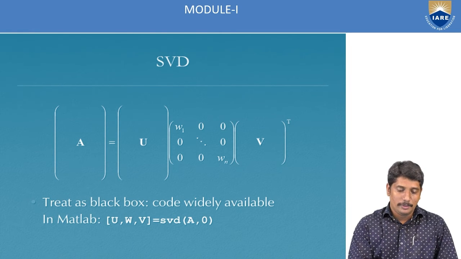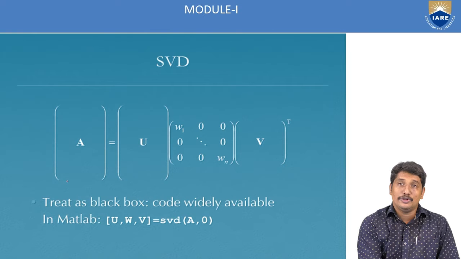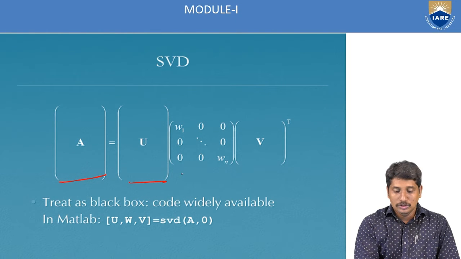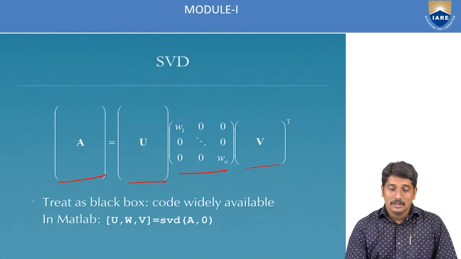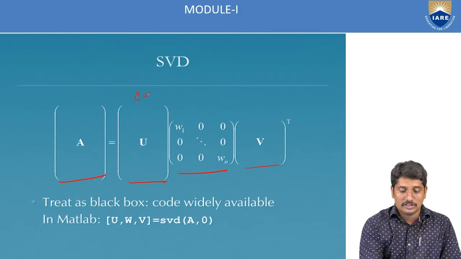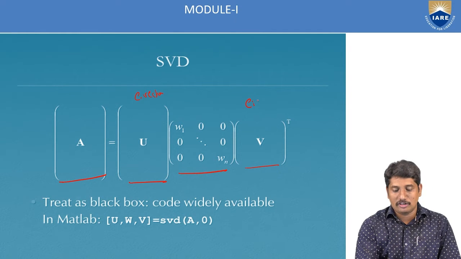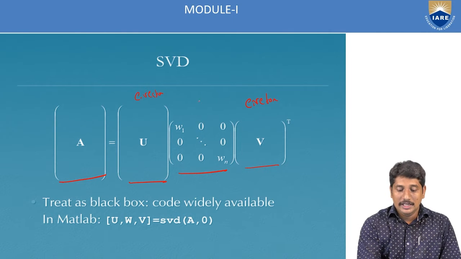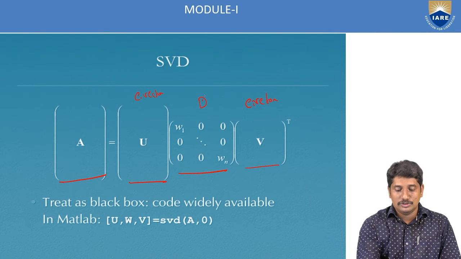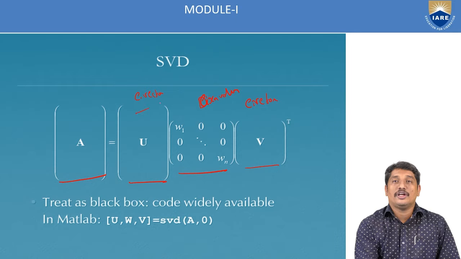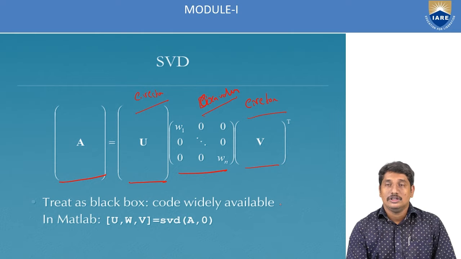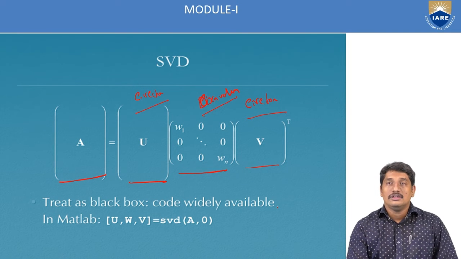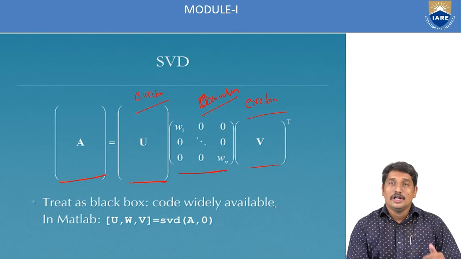So this is just an outline picture of the singular value decomposition. This is the matrix here. This is U, this is the diagonal matrix, and this is V. Here we have to remember that U is formed with eigenvectors, V is formed with eigenvectors, and the middle one is formed with eigenvalues. So what do you observe? The first matrix is formed with eigenvectors, the second matrix is formed with eigenvalues, and the third matrix is again formed with eigenvectors, of some matrix related to A.